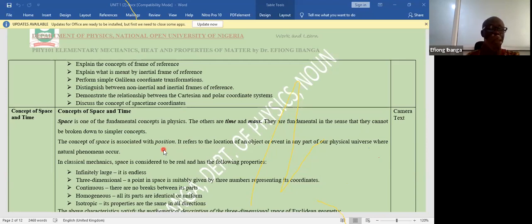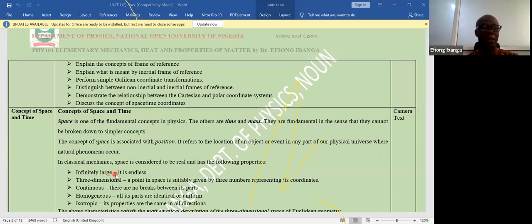All right, so you know that now. Any portion of the physical universe constitutes what you call space. And the most important thing about space here is how do we locate the position of an object anywhere in space. So therefore, the study of space here is about how we can locate an object or an event in any part of our physical universe where we have natural phenomena occurring. Now, in classical mechanics, space is considered to be real and has the following properties.